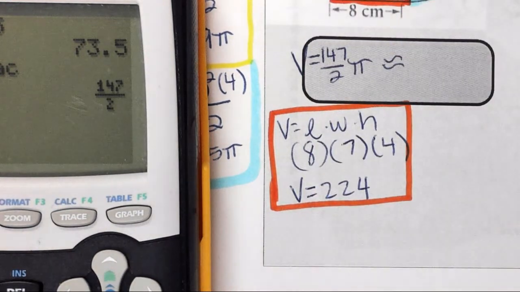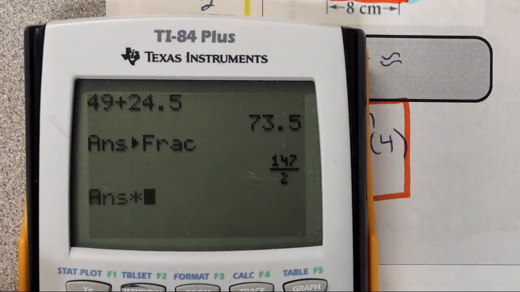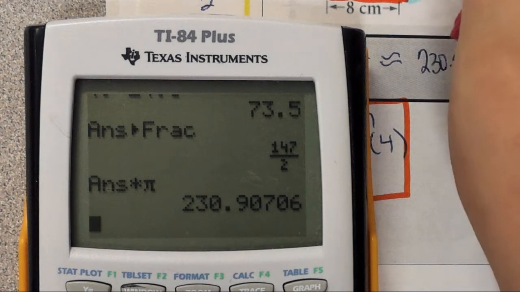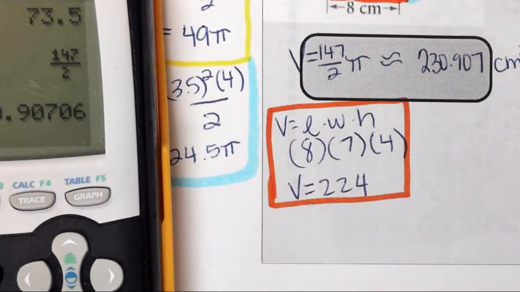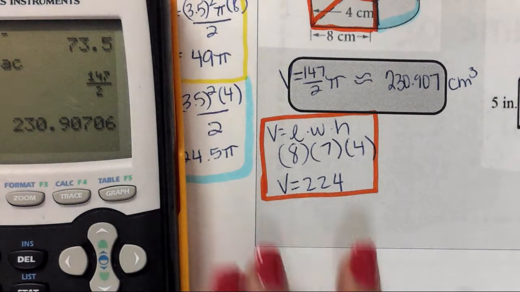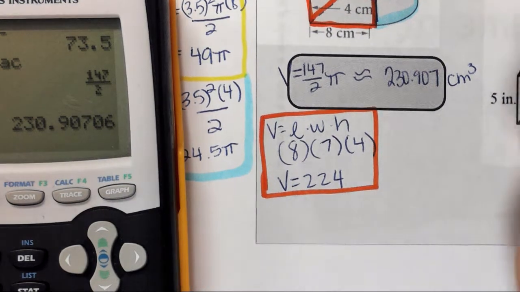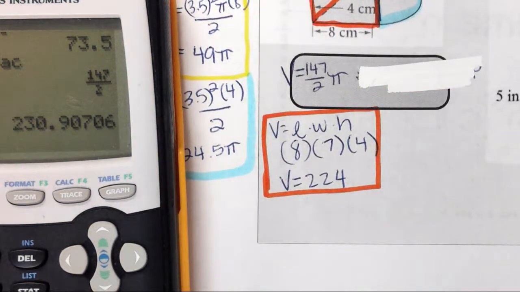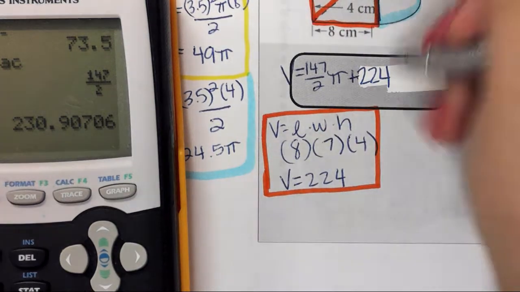Or I could ask for the rounded answer. That means approximately. My rounded answer would be that times pi, 230.907 centimeters cubed. Oh, I didn't add. Oh, man. Dang it. Thank you for correcting me. Unfortunate. Let's fix that. Okay, that would be my answer.